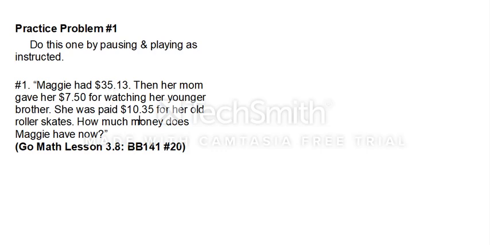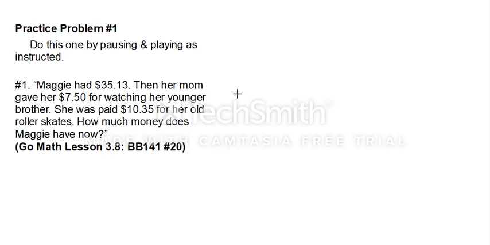She was paid then $10.35 for her roller skates. So I know she got even more money, not from her mom, but from another source because she sold her roller skates. It's another about $10 if I was rounding. So I know I'm going to be raising this $35 that she started with about $10 2 times, so about $20. So if I'm estimating in my head, I know it's going to be about close to there.